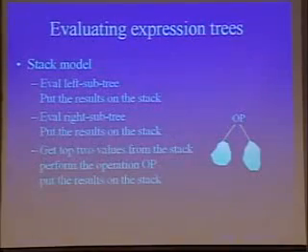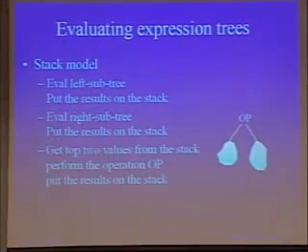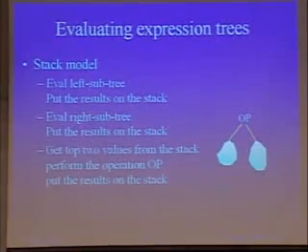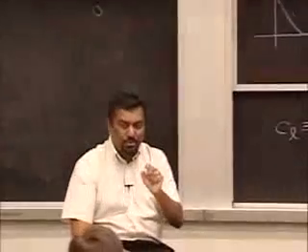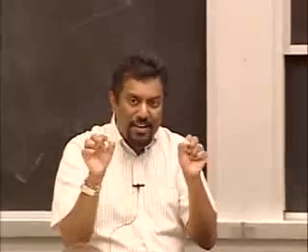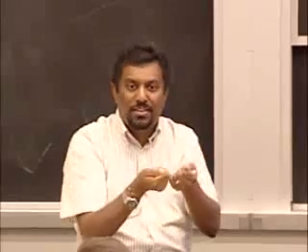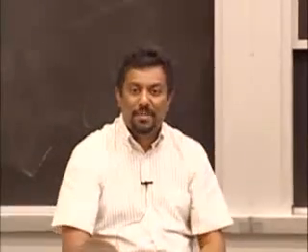In the stack model, what you do is very simple. You look at the expression tree, and you start emitting code in a recursive way. You first emit the code for the left subtree and put the results into the stack, emit the code for the right subtree and put results into the stack, and then generate an instruction that says take the two things from the stack, do the operation, and put the result on the stack. It's a very simple stack machine.